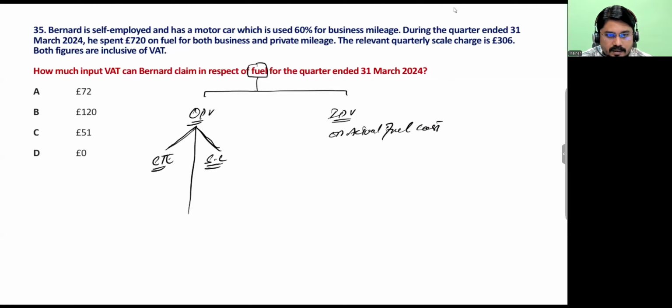If you remember this, in VAT, on fuel, output and input VAT both are calculated. For output VAT calculation, any one of these two is used, and input VAT is always calculated on the actual fuel cost. So what's asked in the question? How much input VAT can be claimed in respect of fuel? Only this area is asked in the question about the input VAT. The rest of the information is to be ignored for answering this question.